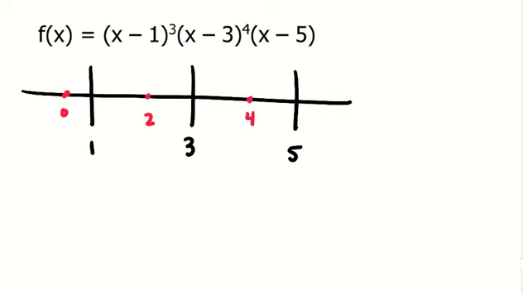Should have just copied this number line onto the clipboard. I feel like I've written this a bunch of times.